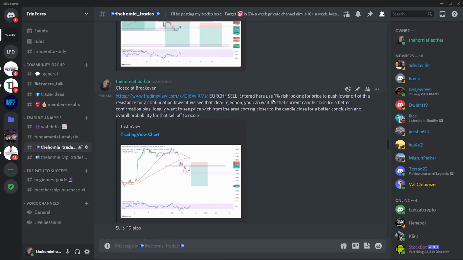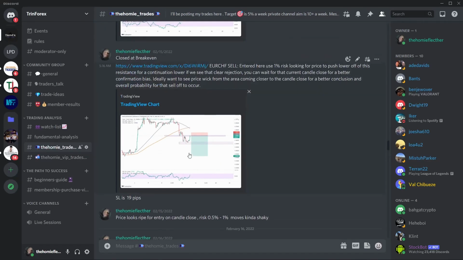Euro CHF sell, entered here with 1% risk, looking for price to push lower off of this resistance for a continuation lower. If we can see that clear rejection, you can wait for that current candle close for a better confirmation bias. Ideally want to see price wick from this area coming closer to the candle close for a better conclusion and overall probability that that sell off could occur.